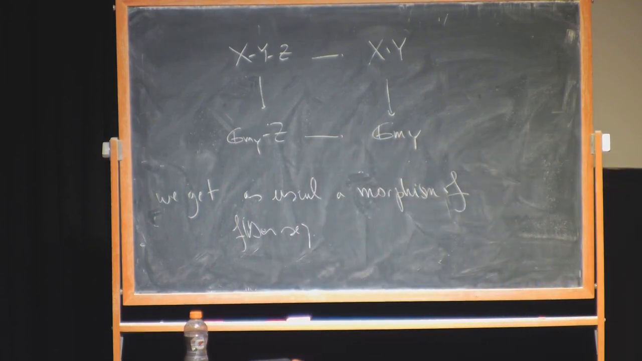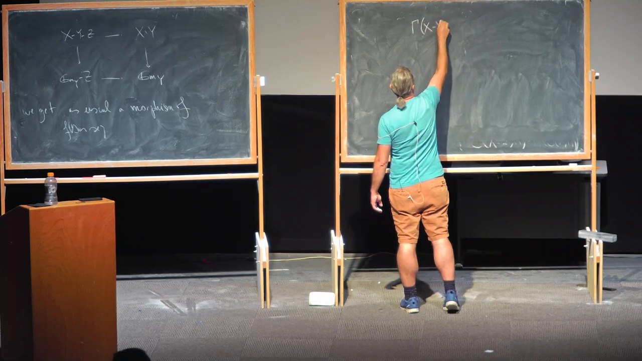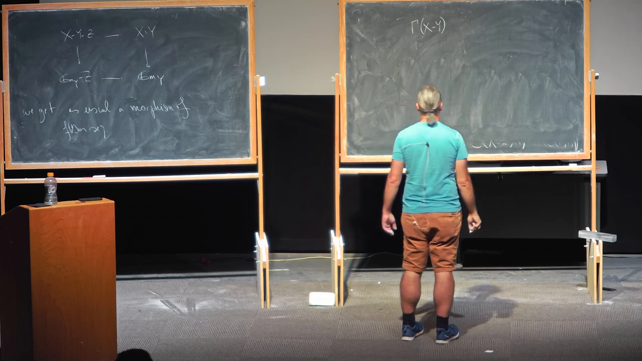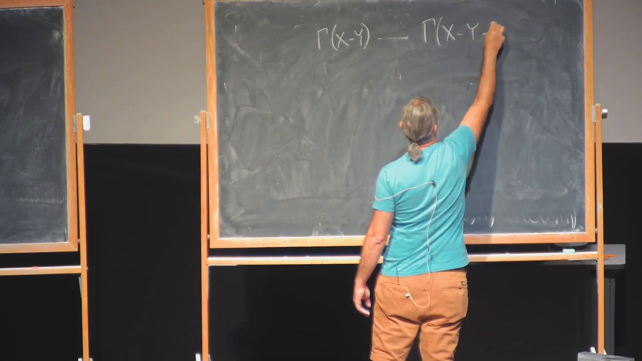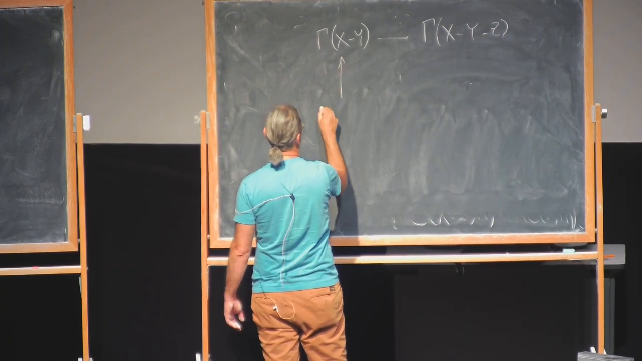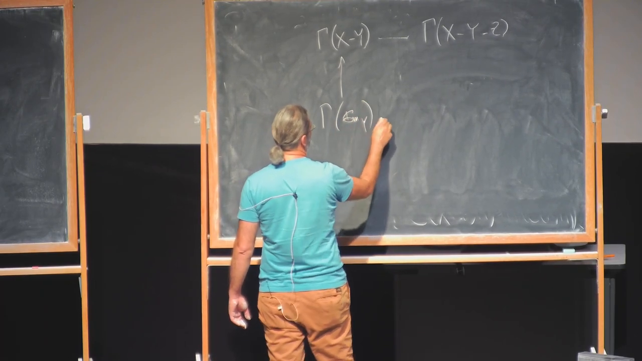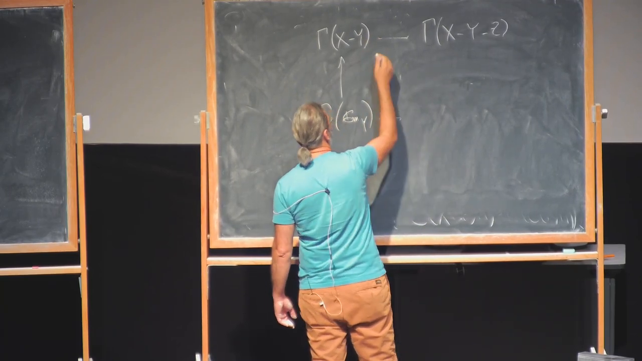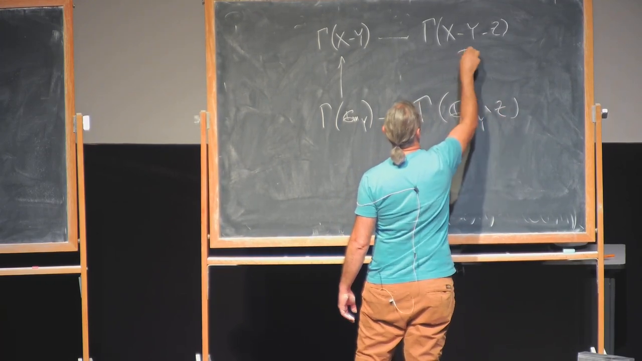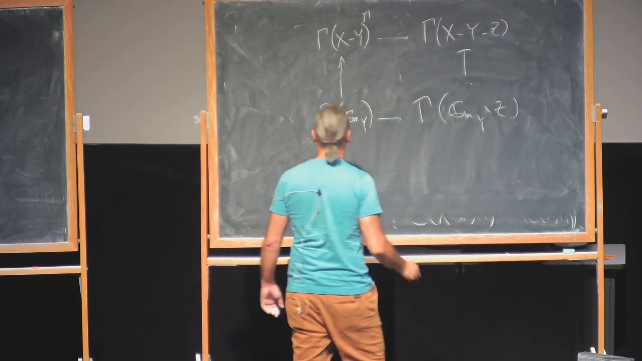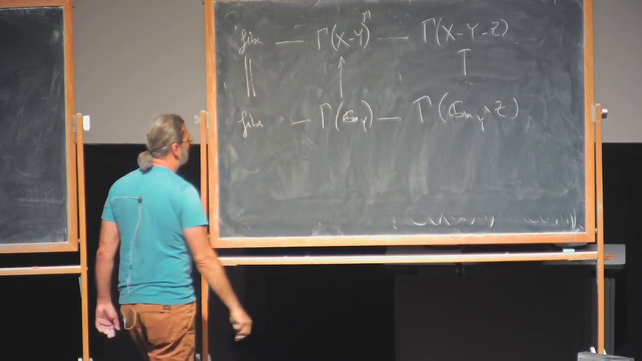So it looks like this. I guess the cohomology of x minus y, which is the thing that we are trying to show, is zero, to the cohomology of x minus y minus z. Here we have the cohomology of G_m. I'm not putting the M here, right? But M is everywhere. Anyway, so here we have the fibers, and they are equivalent because this is a Nisnevich square.